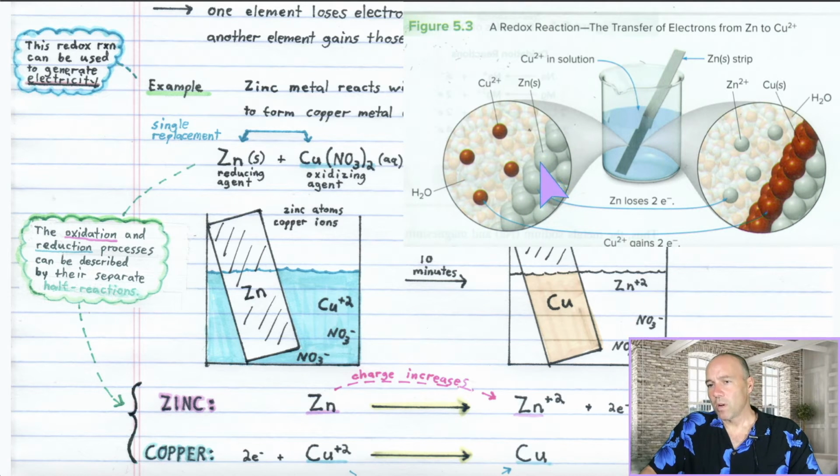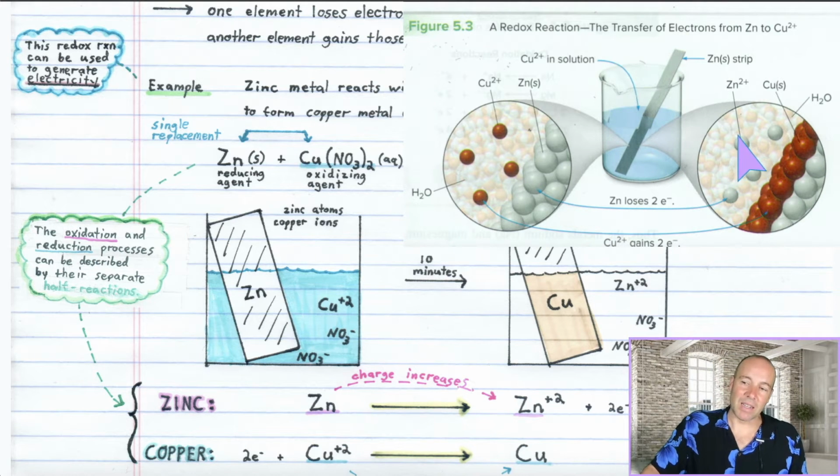Now each time one of these zinc atoms goes into solution to form the zinc plus 2 ion, 2 electrons are released. And those 2 electrons are quickly grabbed by a copper plus 2 ion, and when that happens, the copper plus 2 ion forms a neutral copper atom on top of the zinc, and then the zinc ends up replacing that ion in solution. So the zinc has turned into an ion, and the copper ion has turned into an atom.